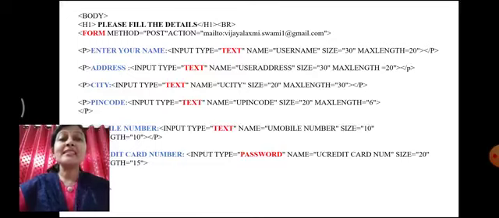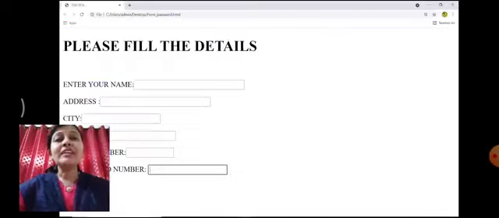So here the size is 10 as the mobile number contains only 10 digits. Next, credit card number. Input type equals password. Password means what? It will be displayed in the form of asterisks. So you have to see how it displays in the form. For that you use type equals password. Next, name equals creditcard and size is 20, with the length as given. So we can see how it displays.